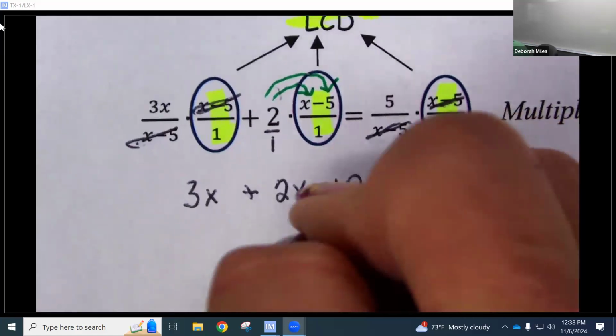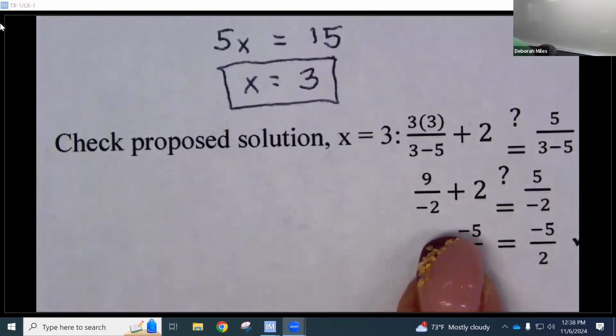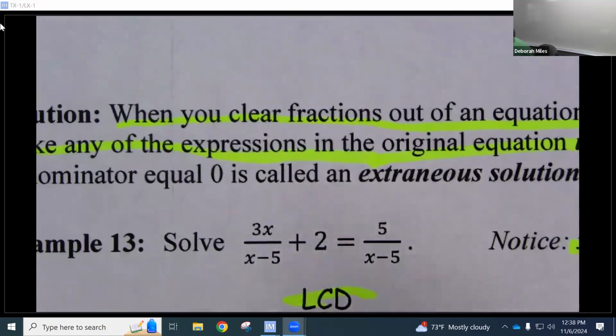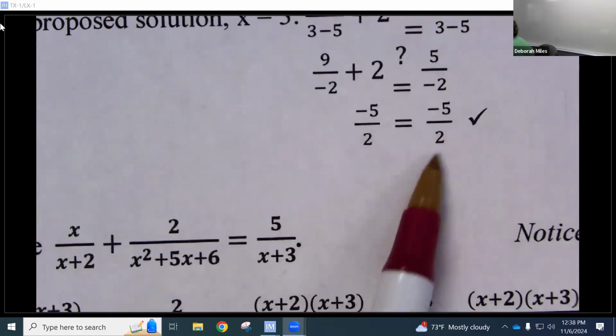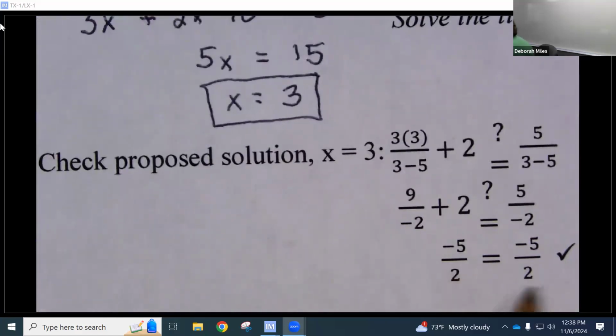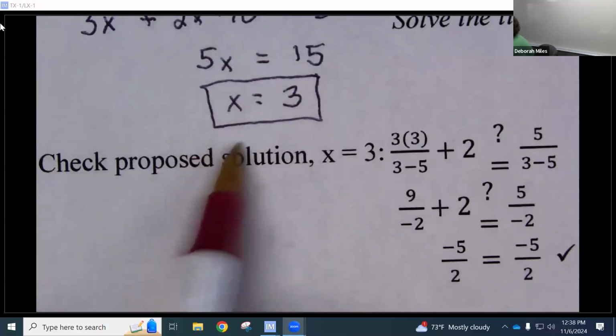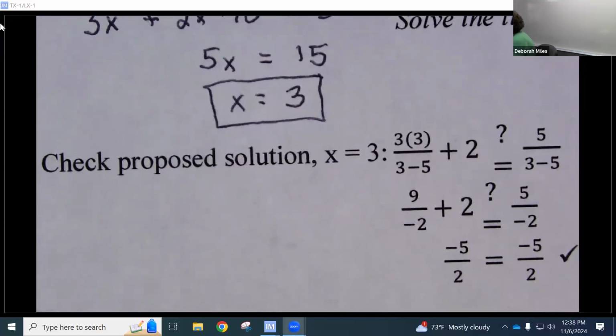I did go ahead, because I'm OCD, and type out the check for you. Check it back into the original equation. I put 3 in place of all of those x's, and sure enough, came up with -5 halves equals -5 halves. Since both sides are equivalent, my answer is x equals 3.